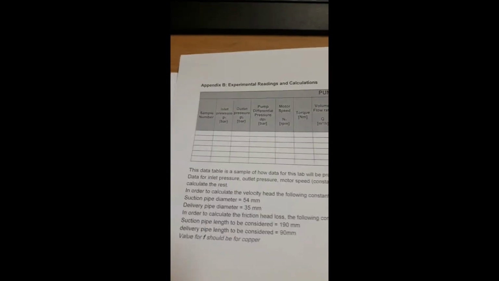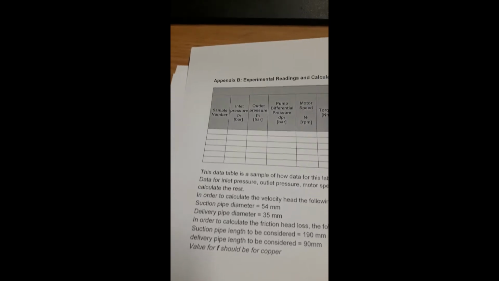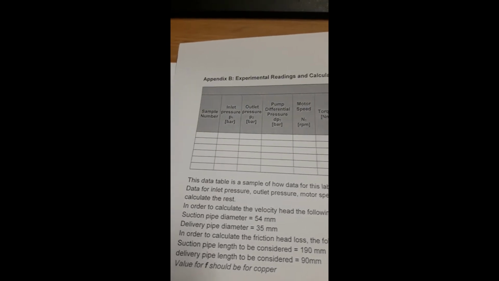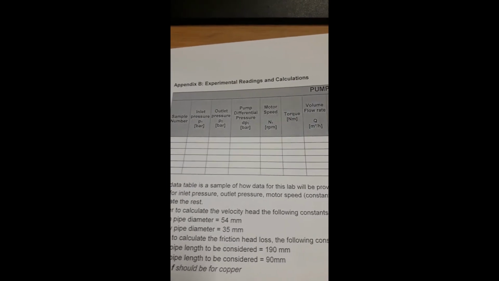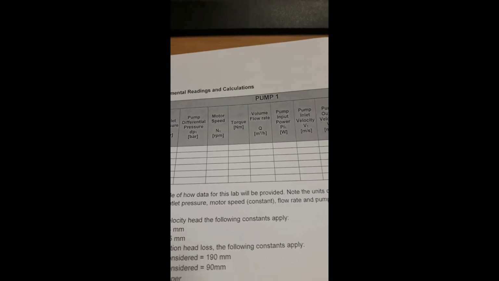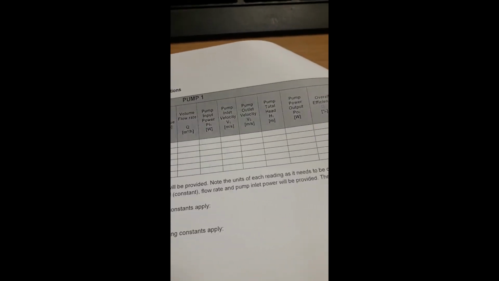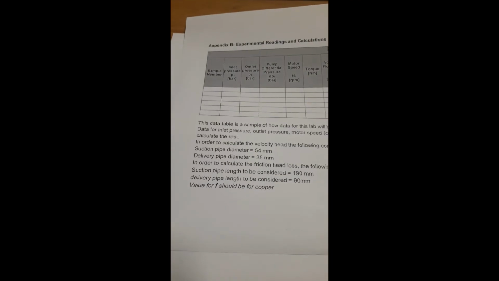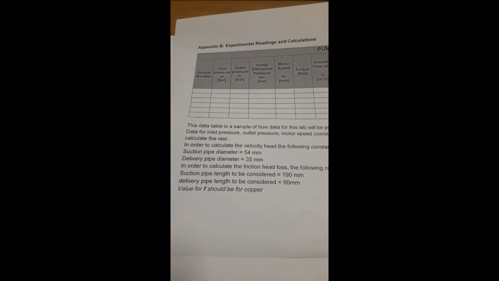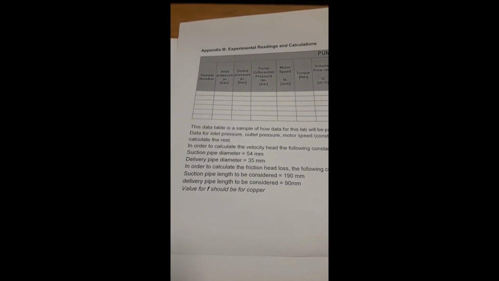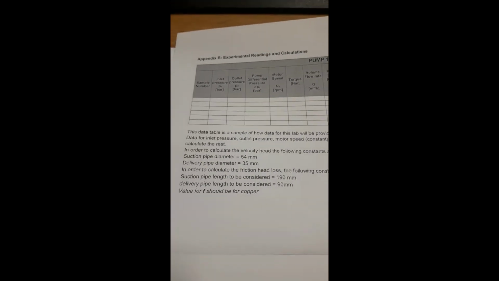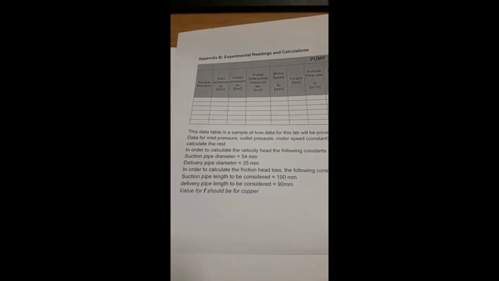Then Appendix B, this is what the data table will look like, which you will receive. There you have the inlet pressure, outlet pressure, motor speed, torque, and the volume flow rate. And then some of the values need to be calculated. Down here, there's an explanation of the data, what you will receive and what the student must calculate. Next video, let's have a look at the equipment.